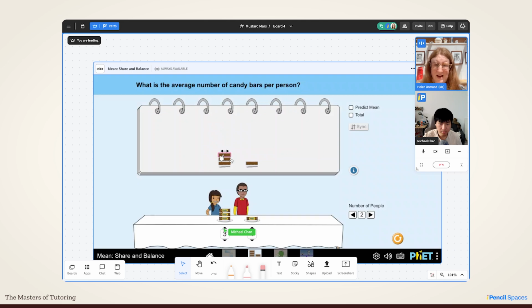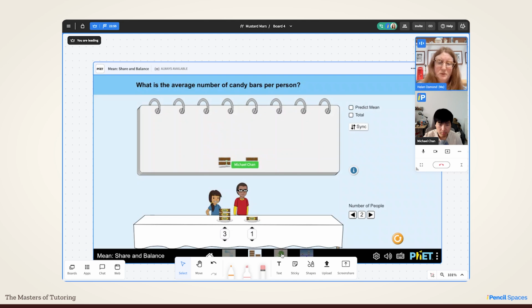Similar idea here with candy bars per person. If this one's got 3 and this one's got 1, and I want everyone to have the same, well, I can move this one to this pile. I've got 4 altogether, and we want the same amount on each. So you've got some really interactive things. Michael could be moving things around on this to be able to picture physically what's going on with the maths.